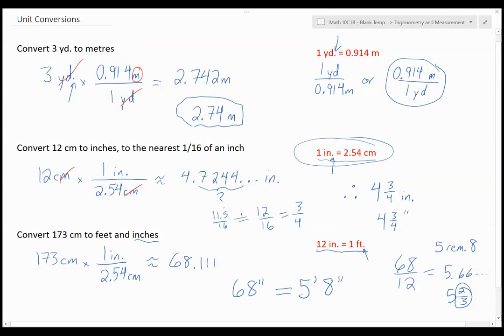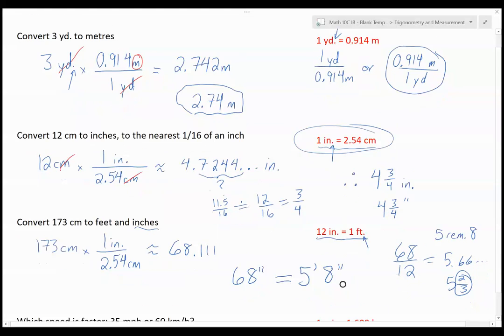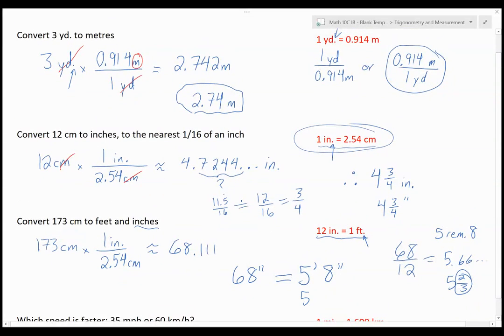Or you could write that using the FT and IN. So I could write this as 5 feet, 8 inches. But with imperial, you can use the abbreviation IN for inches, or you can use the double quotation mark, and for feet a single apostrophe.